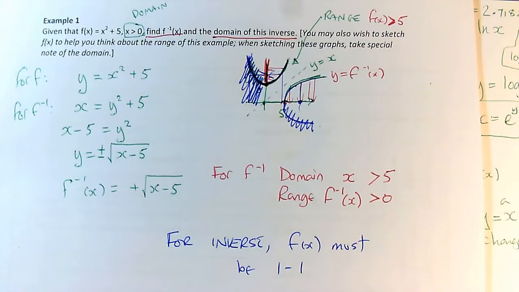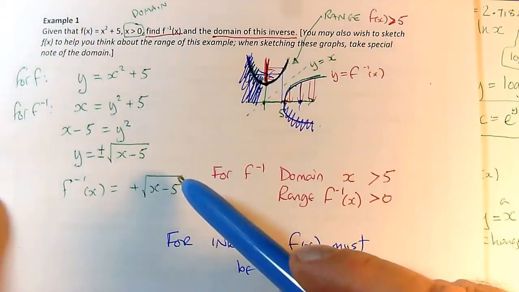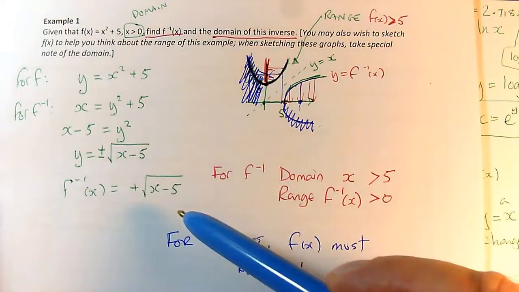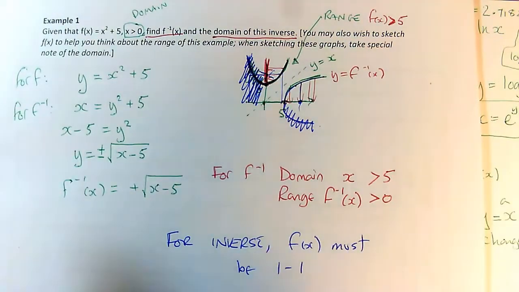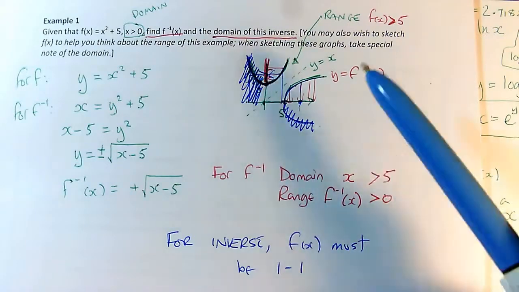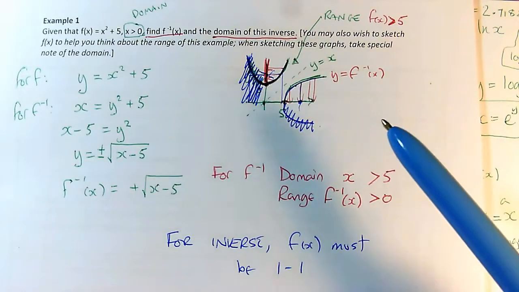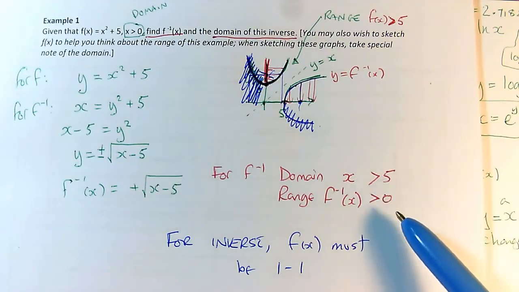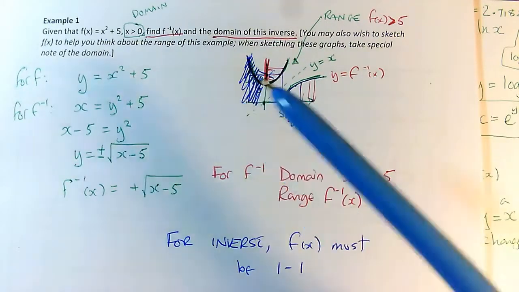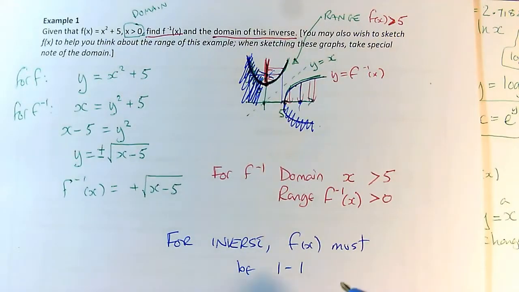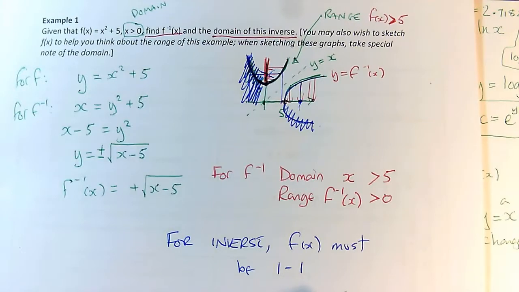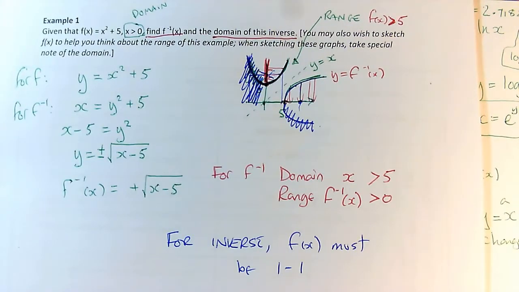Quite a lot going on in this example. The easy bit was getting the algebra, but don't forget this template. That's important. And the other key point, well, two key points: when you go from a function to its inverse, range and domain change places. So it was easy to write these two down if I knew the original domain and range. And the third point is that for an inverse function, we need the original function to be 1 to 1.